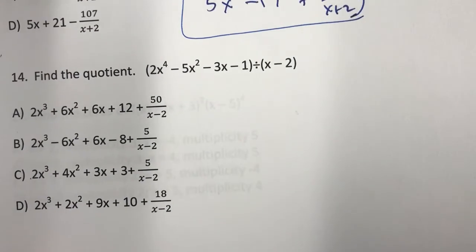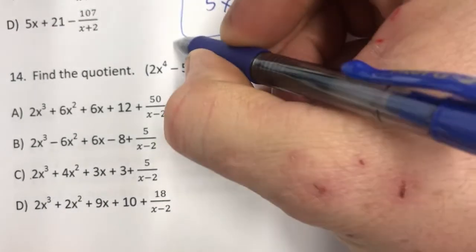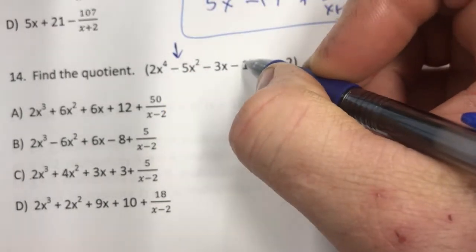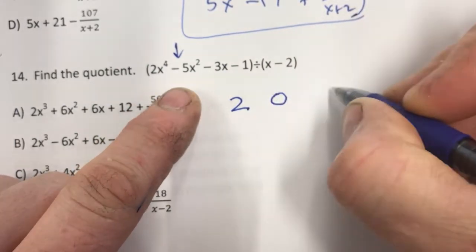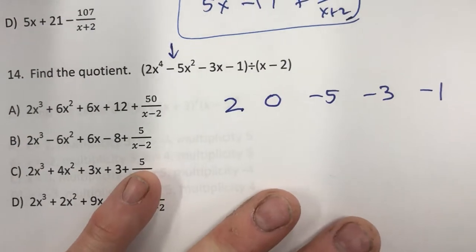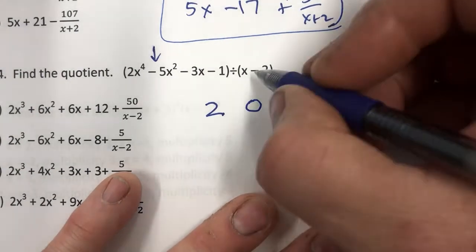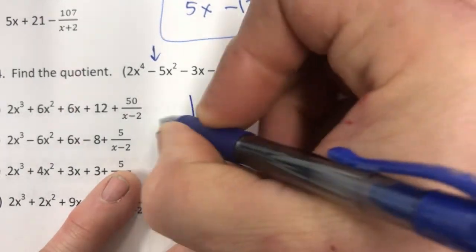Find the quotient here. I'm going to do it again. So let's see if we're missing any terms. 4 and a 2. Oh, yeah, we're missing an x cubed, and that's all we're missing. So when I do this, I've got to put a 0 for the x cubed term since it's missing. And so there's all my coefficients. Now I got x minus 2 is my factor, which means x equals positive 2 is my 0.